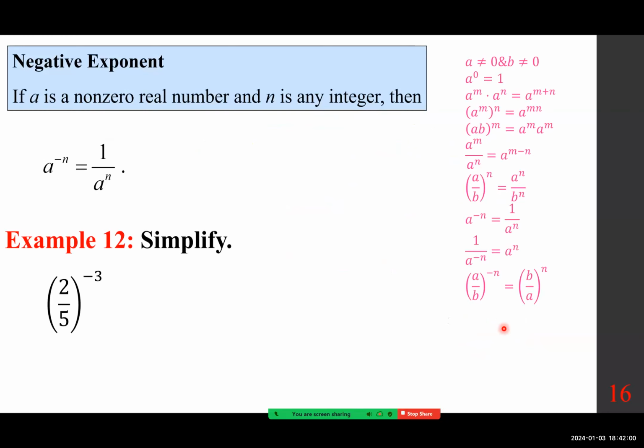Again, reminding you of the exponential rules. This is a negative exponential rule. A to the power of negative n equals 1 over a to the power of n. And I want to remind you also of this one. Just flip it over. 5 halves to the third becomes 5 to the third, which is 125, over 2 to the third, which is 8. Very simple.